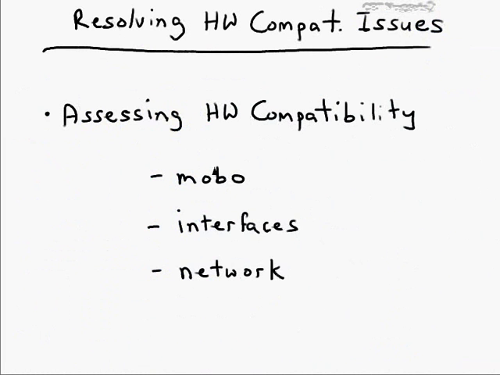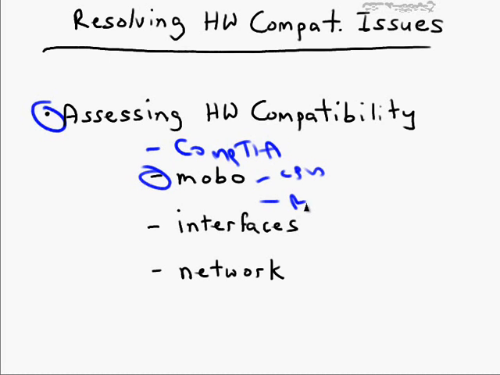Resolving hardware compatibility issues review. In this nugget, we assessed hardware compatibility on several levels. We started off, I'll add an additional subpoint here, by learning CompTIA's own general strategy for approaching any type of computer technology troubleshooting. Then we opened the case, so to speak, of a PC, and we examined motherboard components like the CPU and RAM, and good troubleshooting points to ponder there.